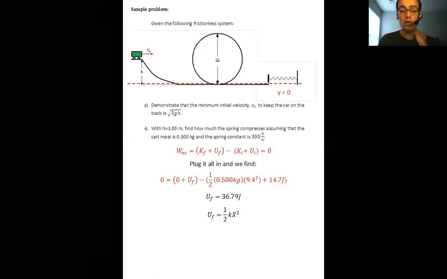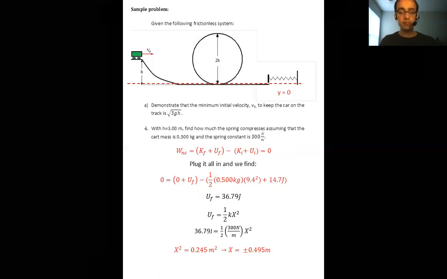We also know that U sub f is equal to 1/2 k x squared, where k is the spring constant and x is the displacement in meters. We go ahead and make our substitutions. We know that the spring constant is 300 newtons per meter. So we then find that x squared is equal to 0.245 meters squared, meaning that x is equal to plus or minus 0.495 meters. Why did I put a plus or minus there?